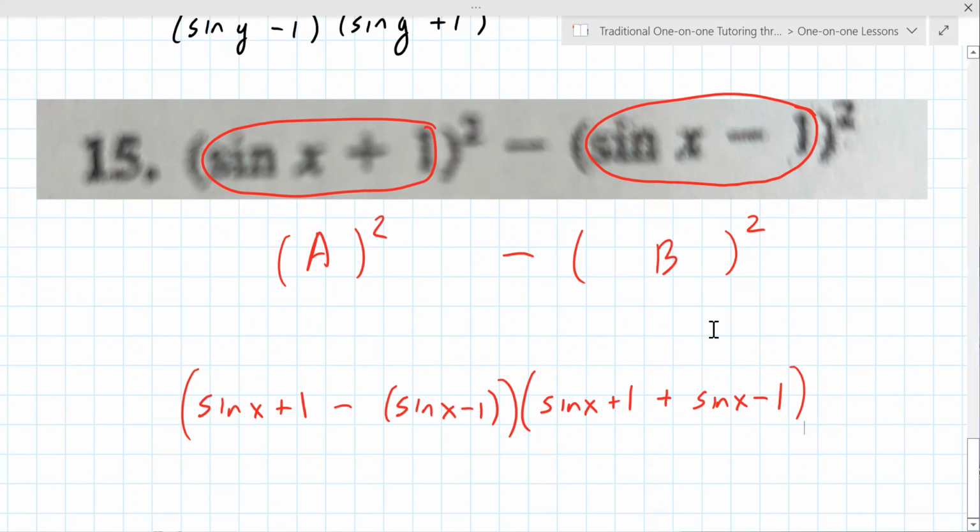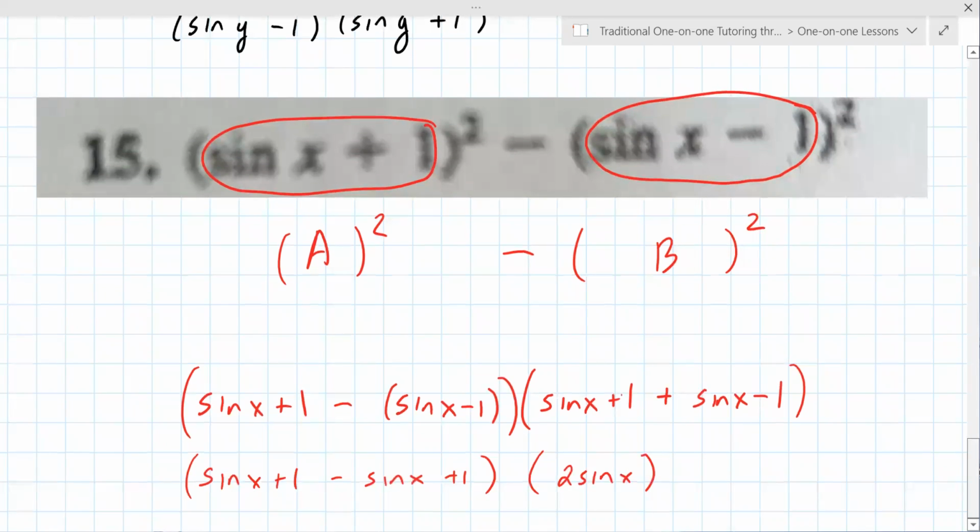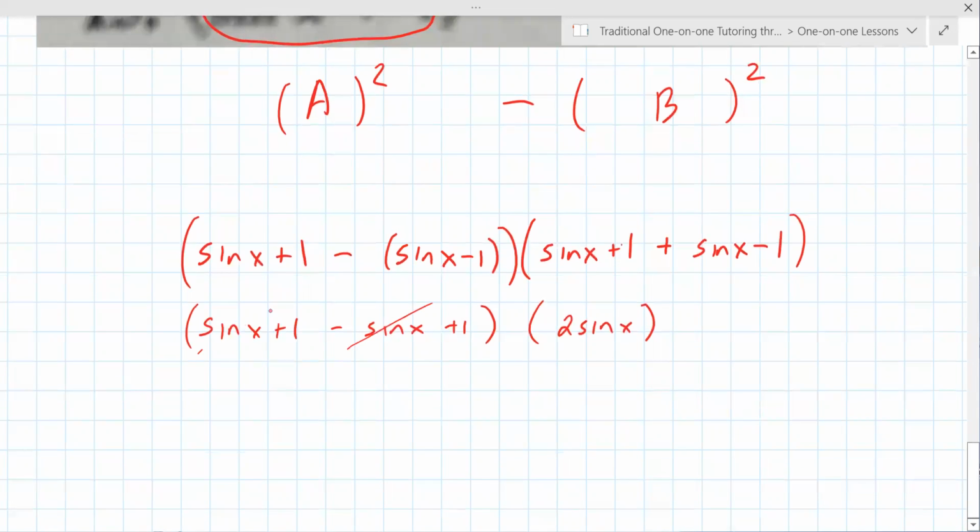So on the left, we do want to distribute that negative: sine x plus 1 minus sine x plus 1. On the right, we can combine like terms. So there's 2 sine x's, and the plus 1 minus 1 cancel. And then on the left, you can see the sine x's actually cancel, and you've got plus 1, so it becomes 2 sine x. So that's 4 sine x, like that.